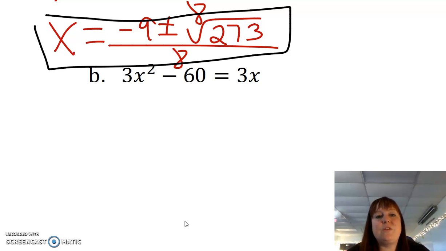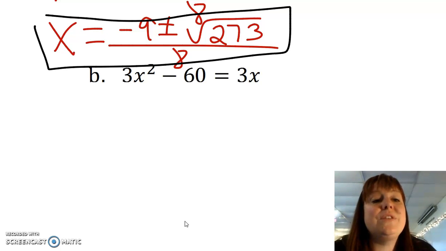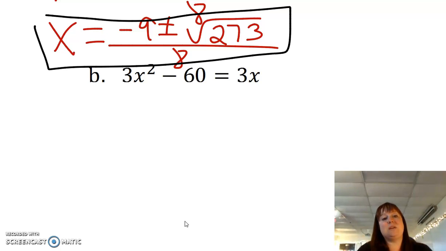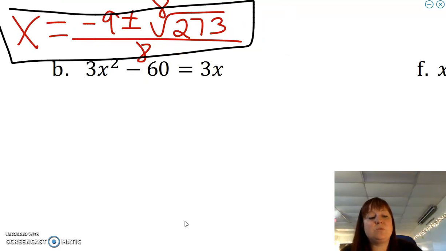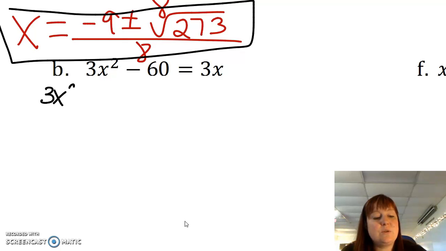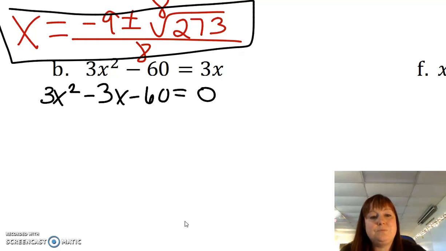Okay, so let's take a look at this, and there's something different about this one than the other ones. Do you see how it's not set equal to 0? That's important because quadratics have to be set equal to 0 for us to solve them. So if this one's not equal to 0, we need to make it equal to 0. So we need to get everything on one side so that we just have something equals 0. So we're going to subtract 3x from both sides, and that's going to give us 3x squared minus 3x minus 60 equals 0. Okay, and then I see a greatest common factor, so let's just pull that out here first.